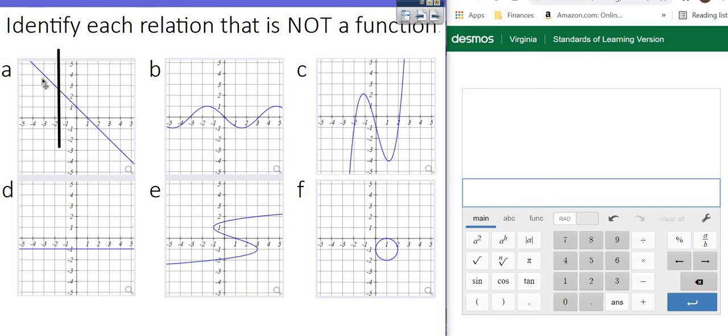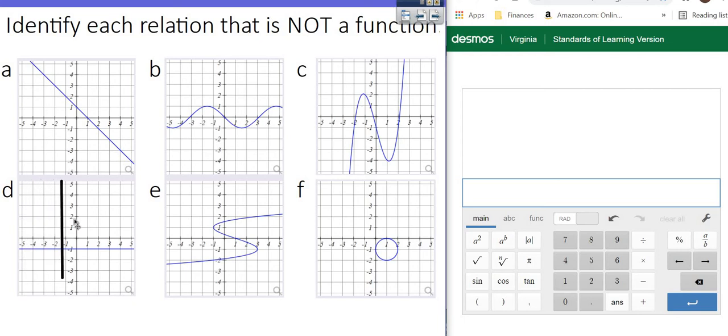So I've made a vertical line that I can just move, okay? As I move this vertical line here, it never touches more than once. So A is a function. If I go over to B, no matter where I move it, the graph only touches the vertical line once. So that means B is a function. So now let's try C. No matter where I move it, I am only touching the line at one spot. So C is a function.